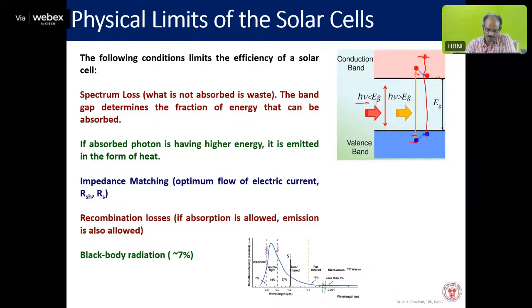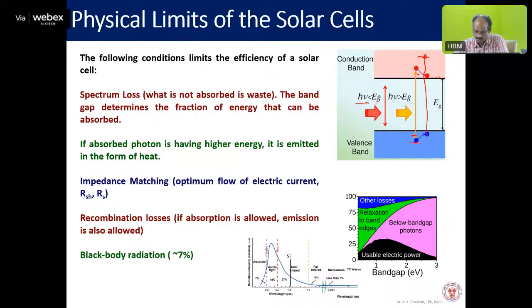Then there is black body radiation. If the temperature of the solar cell is not at absolute zero, then it will emit a certain amount of radiation. Every body emits radiation. So this radiation, at about 50 degrees centigrade, is typically 7% of the total loss.